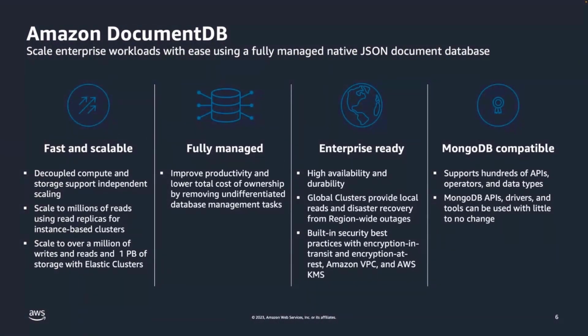DocumentDB's distributed fault-tolerant self-healing storage system auto-scales up to 128 TB per database cluster with zero downtime or performance impact to your application. With Amazon DocumentDB Elastic clusters, you can scale to millions of writes and petabytes of storage with little to no downtime or impact to your application.